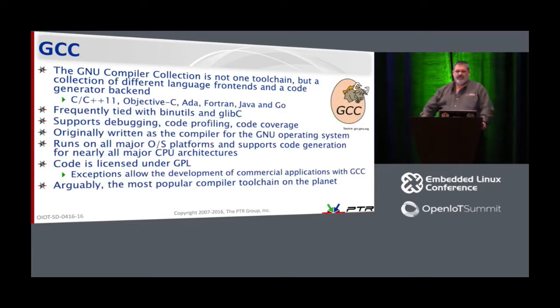Of course, GCC is the tried and true. The GNU compiler collection, GCC, is really not one tool chain. It's really a back-end code generator with a whole bunch of different front ends available for it. So if you want to use C, C++, C++11, Ada, Objective-C, Java, Fortran, whatever, those are all available for GCC as front ends to the GCC backend that produces the code.